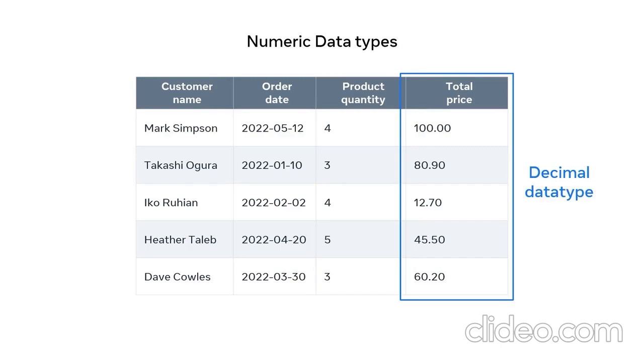This is because it holds fractional numbers. For example, an item that costs $80.90 is a fractional value. 80 is a whole number, and 90 is a decimal. Whole numbers can also be inserted. The database will add a decimal point along with a fractional value of 0.